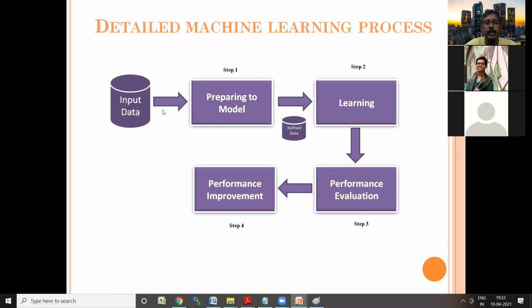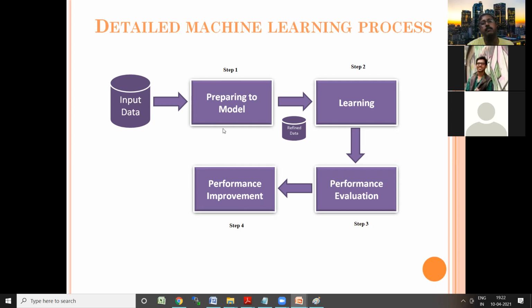And input data in the case of supervised learning is basically the training data, right? Which is labeled data, or data having annotations. So based on that, we prepare a model. We try to do the model preparation. So what do we do as a part of preparing the model?